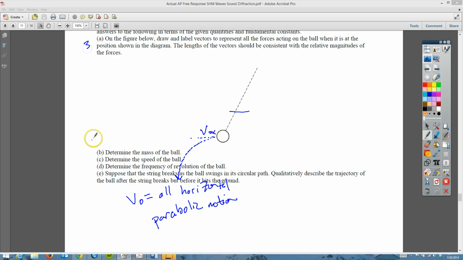Once again, to go through the points, 3, 3. Speed of the ball is 4. Frequency was 3. And then for letter E, you had to have all horizontal speed to begin with, and then it should travel in a parabolic motion.